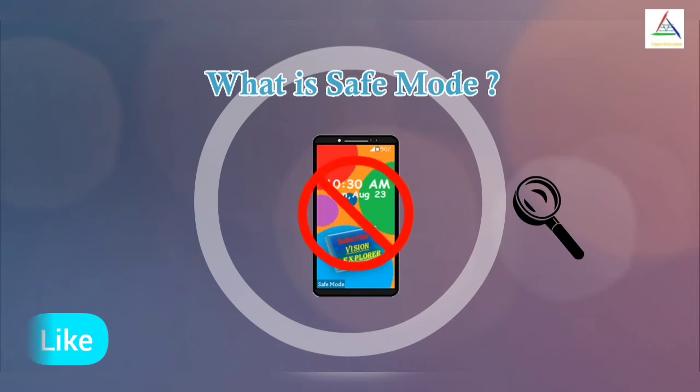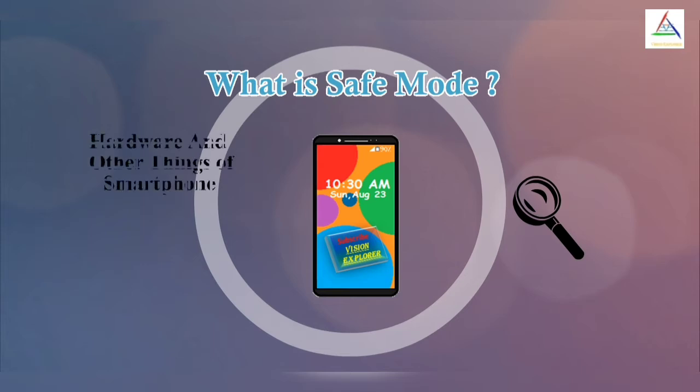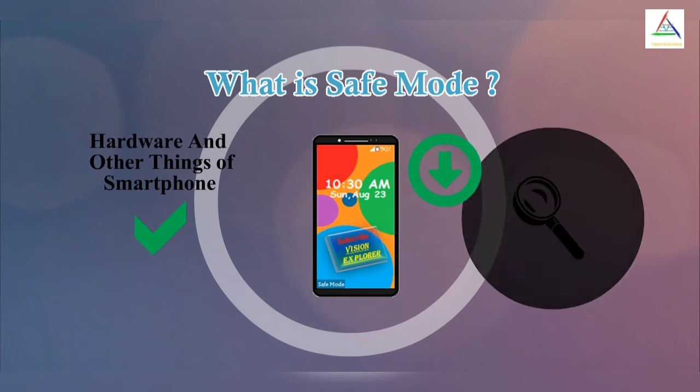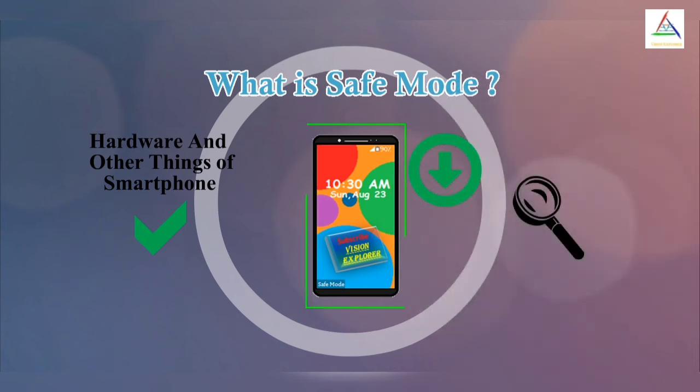If the hardware and other things of your smartphone are alright and your device still runs slowly or freezes, then if it runs smoothly in safe mode, you can check after the installation of which app the problem starts or occurs. And if you find it, you can uninstall it and get a smoother experience in normal mode.